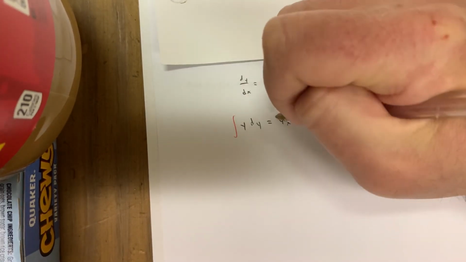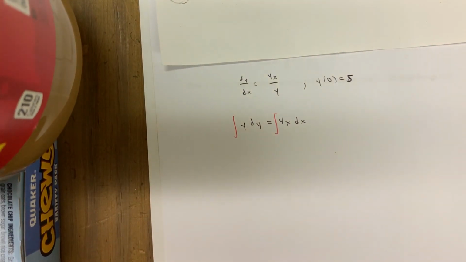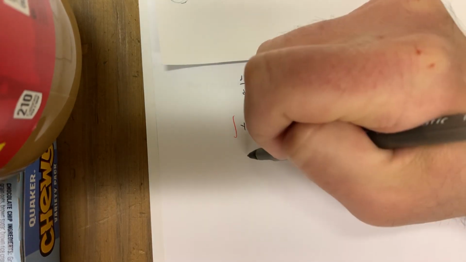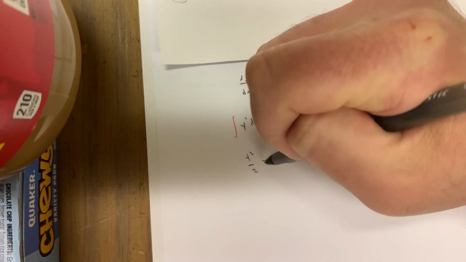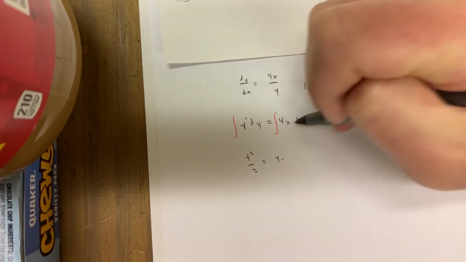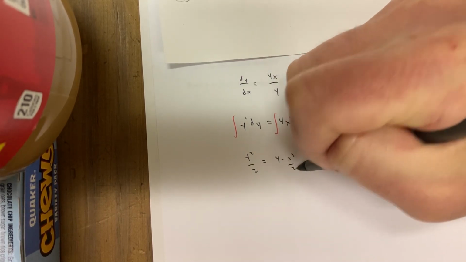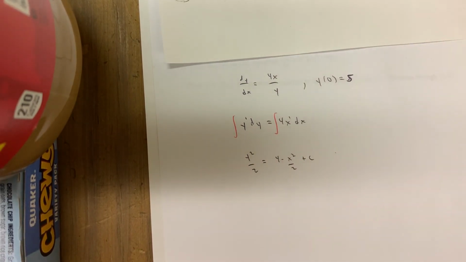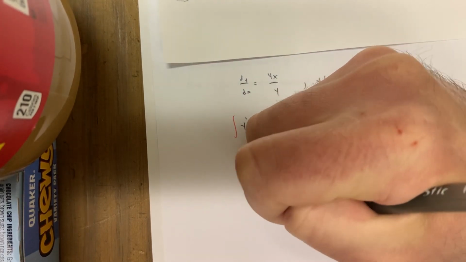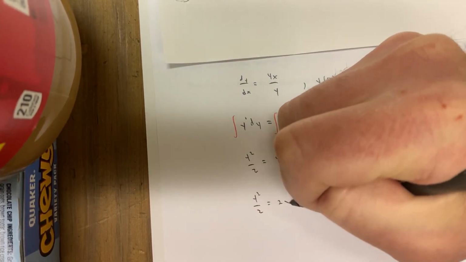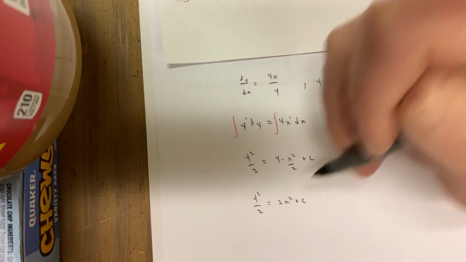Anyway, if we integrate both sides, the integral of y to the first is y squared over 2, equal to, pull the 4 to the side, integrate x to the first, x squared over 2, plus c. Only need that c on the right-hand side. And thus this gives me y squared over 2 is equal to 2x squared plus c.